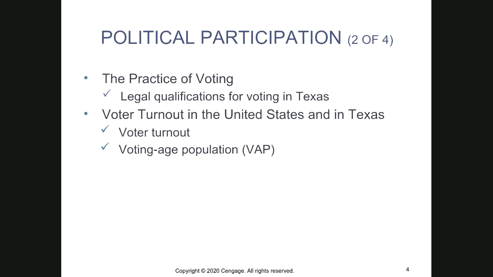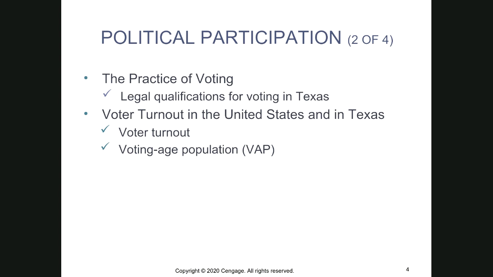When we talk about voter turnout in the United States and in Texas, there are two key terms that you need to know: voter turnout and voting age population. Voting age population is the total number of people in the United States who are 18 years of age or older who are eligible to vote. Voter turnout is the proportion of eligible Americans who actually vote. Voter turnout is based off of who is actually legally allowed to vote. What percentage of those individuals show up at the polls?